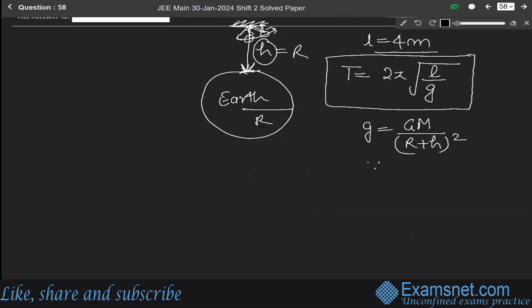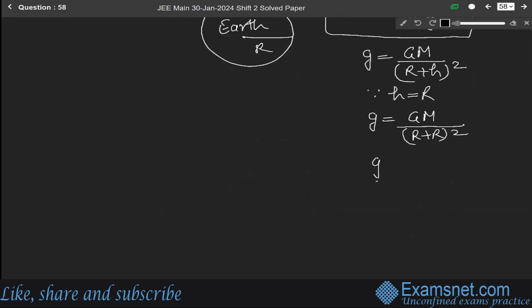But here h equals R, so g will become GM over (R plus R) whole square. So g will equal GM over 4R square. And since the gravity at the surface of the earth is GM over R square, let us say this is g naught.